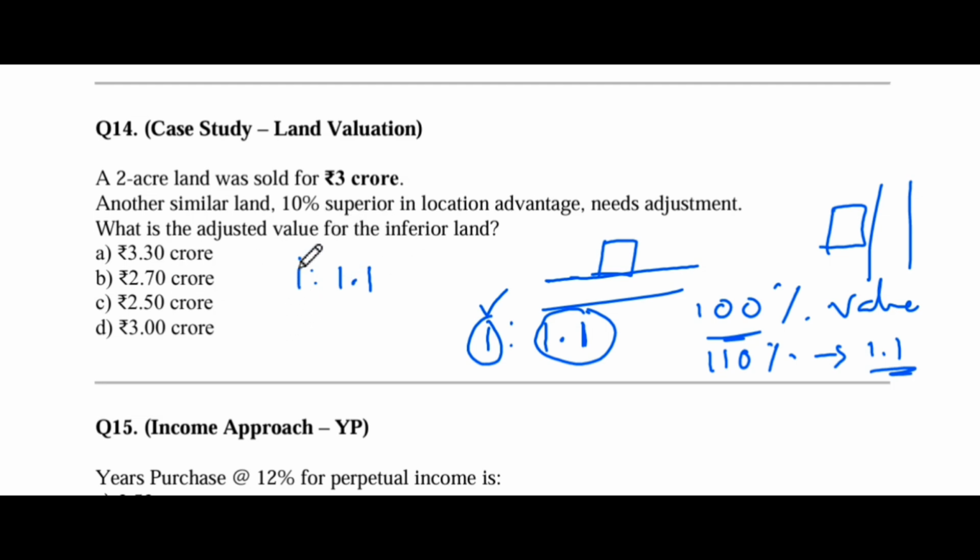So what will be the value of the inferior land, this land? The other land price is how much? 3 crore, right? The property value is 3 crore. So we have to divide this with 1.1 to get the value of our property. So the answer will be how much? 3 crore by 1.1, 2.7 crores. Okay.